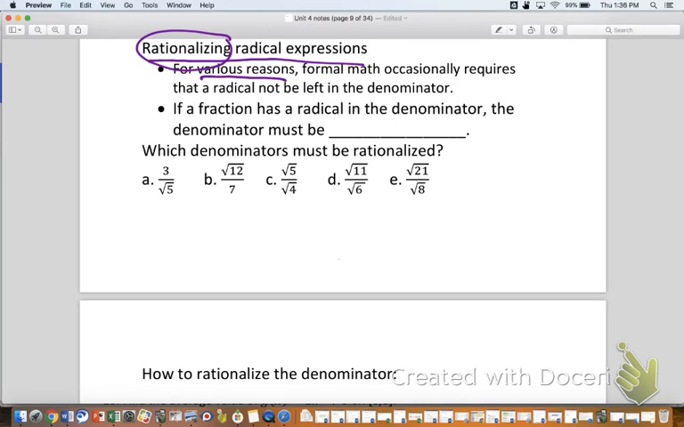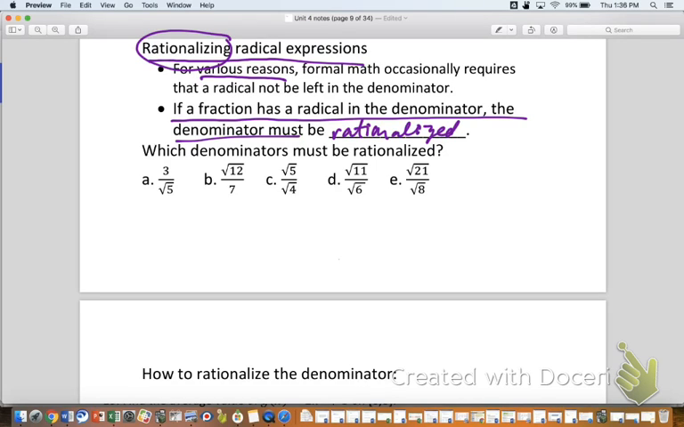Okay, so terminology-wise, if a fraction has a radical in the denominator, the denominator must be rationalized. That's that word I've used a couple of times. The denominator must be rationalized. And effectively what that's going to do is move the radical out of the denominator and put it in the numerator. And we'll talk about how to do that.